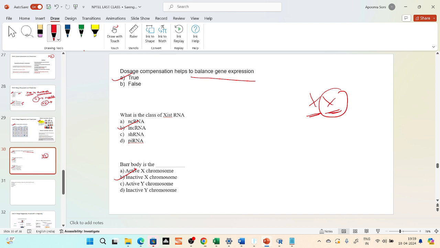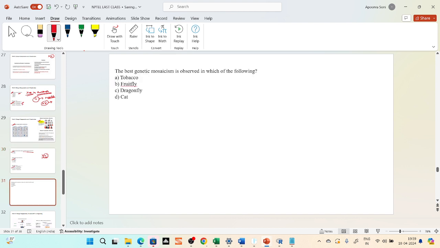Fine. The best genetic mosaicism is observed in which of the following? Tobacco, fruit fly, dragonfly, or cat? What should be the answer?